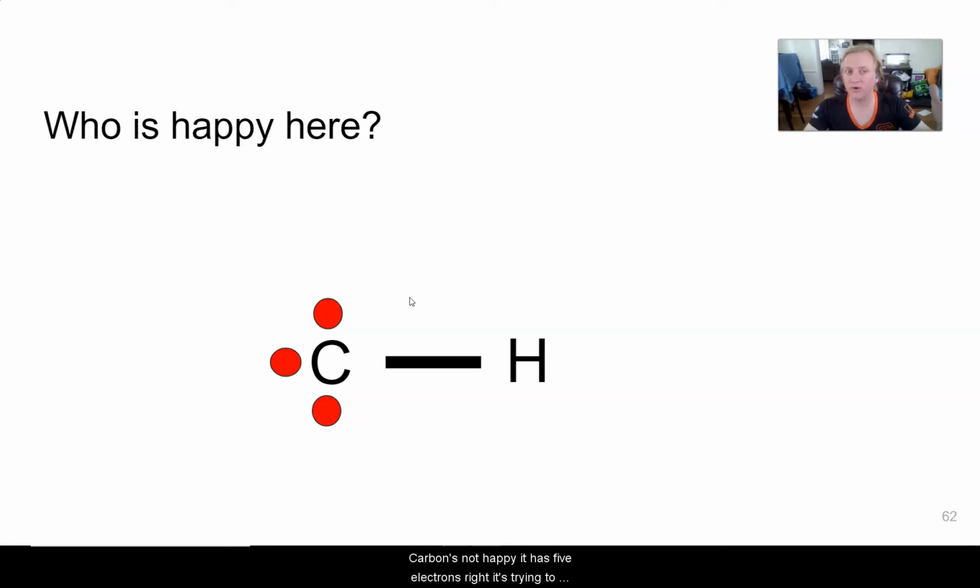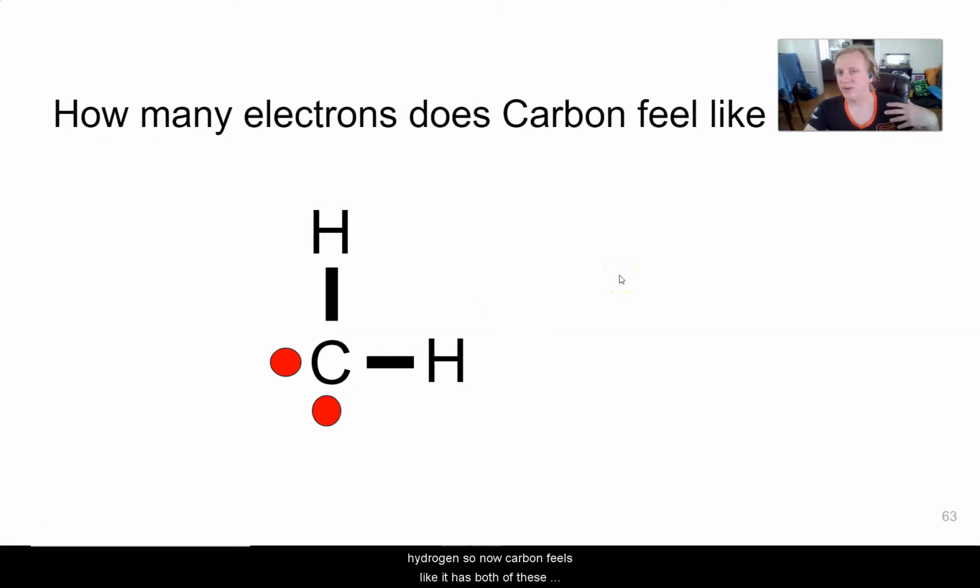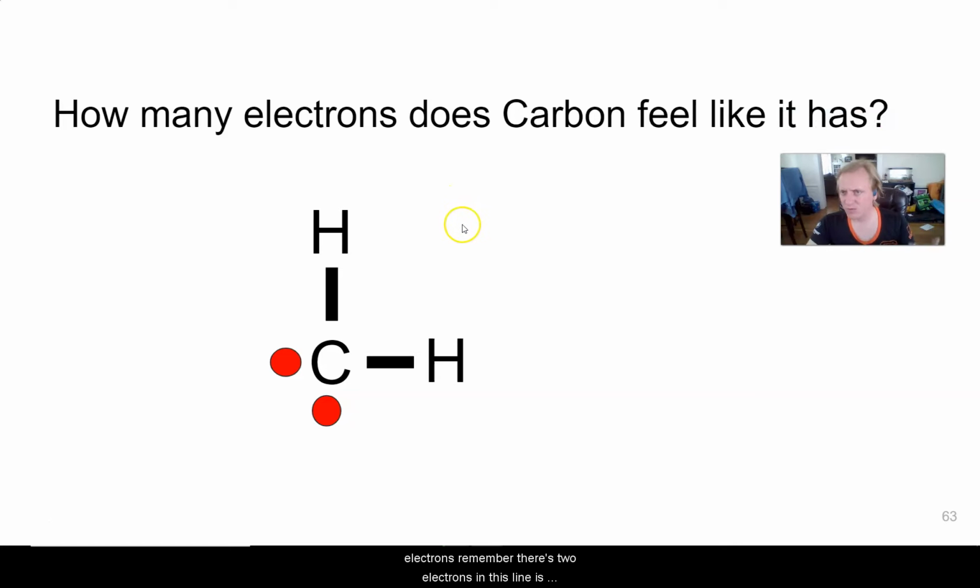So who is happy here? Carbon's not happy. It has 5 electrons, right? It's trying to get to 8. Hydrogen is actually happy here because it has 2 electrons. And it's kind of funky, but hydrogen now feels like its outermost shell has been filled, because remember that first shell of electrons can hold 2. And so hydrogen is happy. Carbon is still not happy yet, though. So what do we need to do? We need to add more hydrogen.